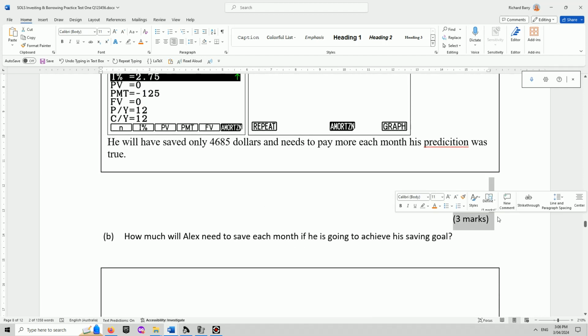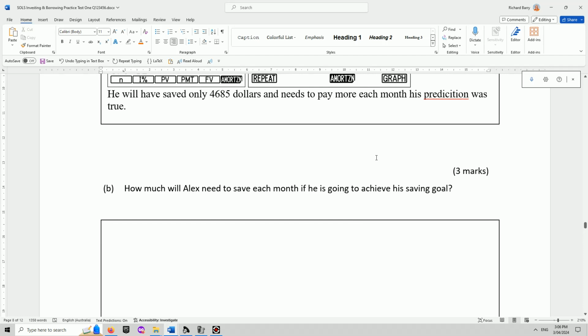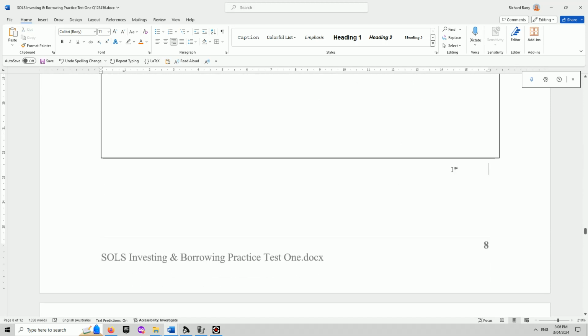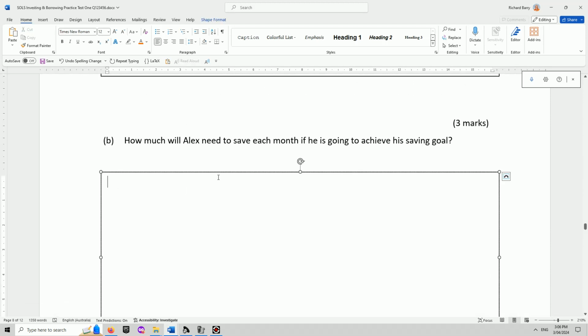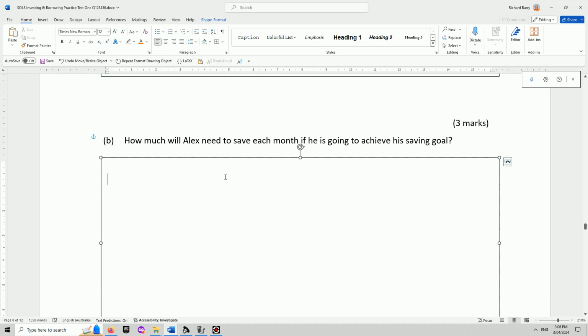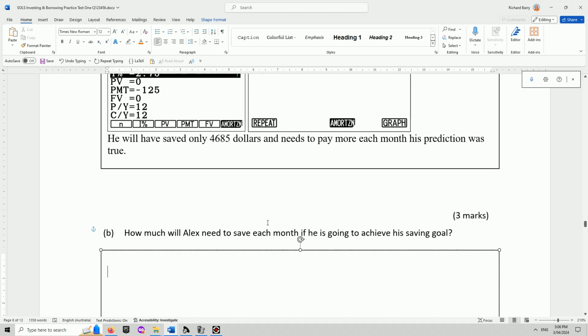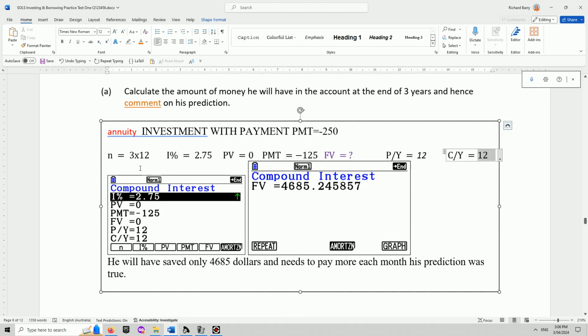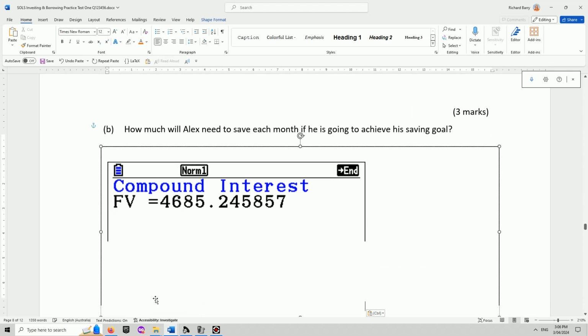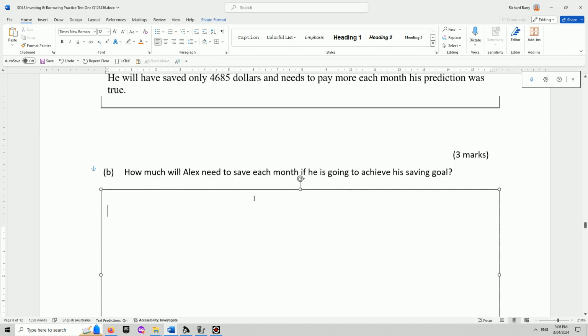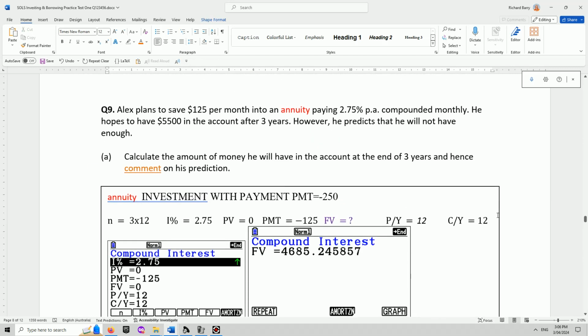All right, just running out of room here, so we'll go along. Now, how much would he need to save? What would he need to make? What payment would be enough each month? Okay? What payment would be enough each month? So what would be enough each month? All right, so let's grab these guys.